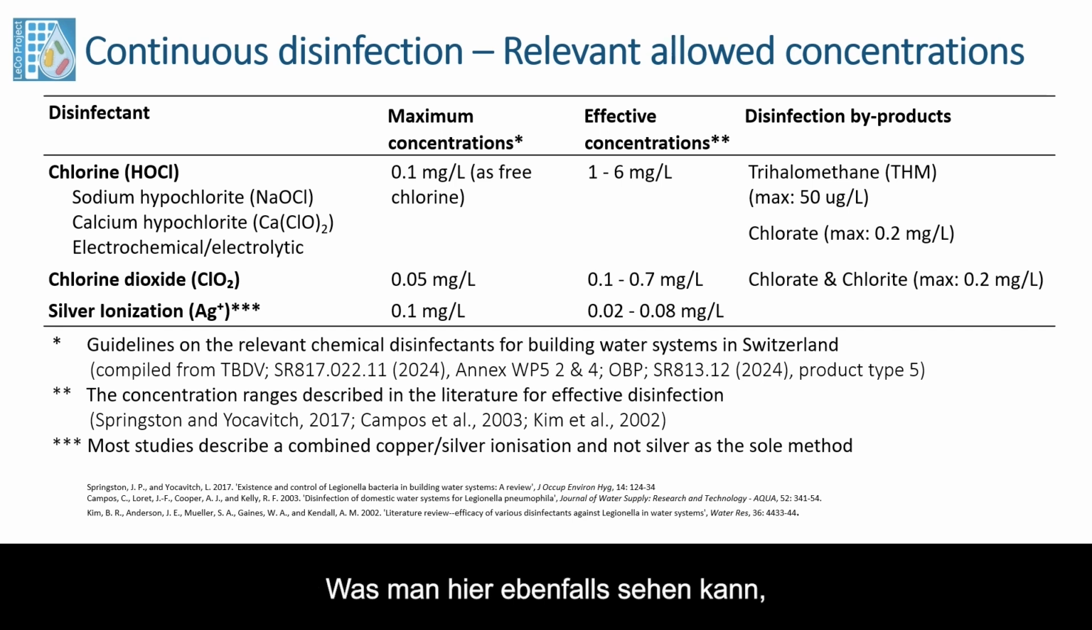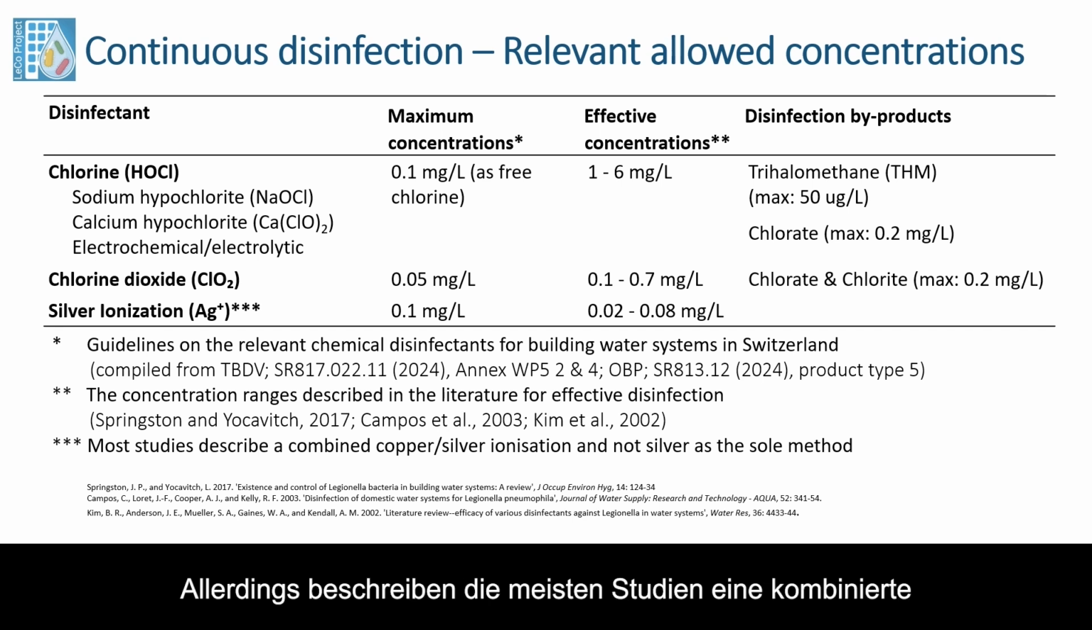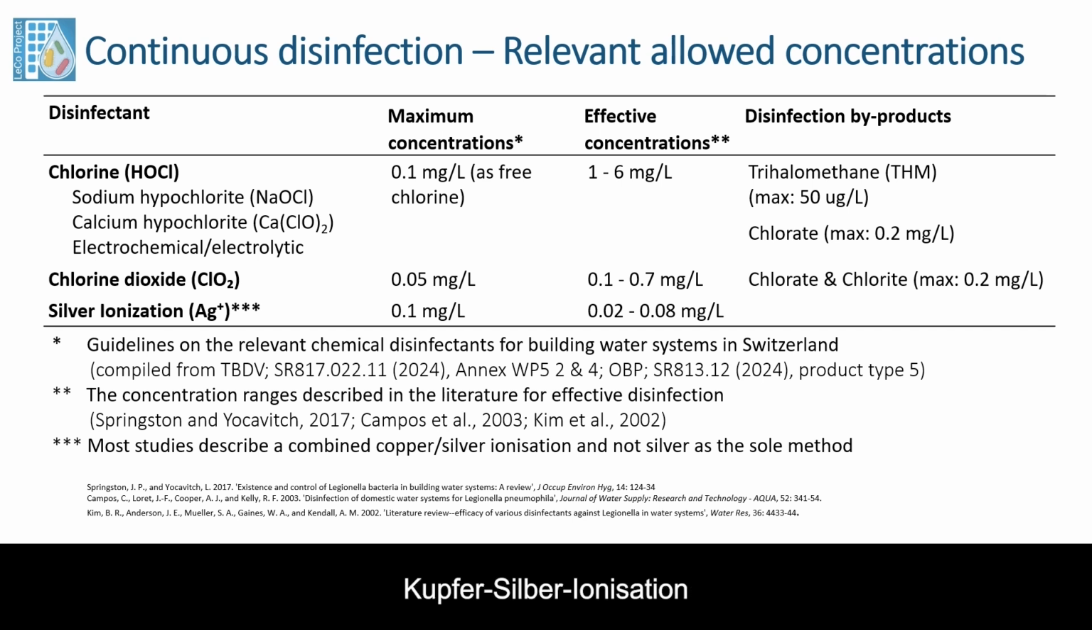Interesting, what also can be seen here is that for silver ionization, the allowed maximum concentrations are actually in a concentration range that is higher than the effective concentration, which seems good or seems that this should work. However, most studies describe a combined copper-silver ionization and not silver as a standalone method. So also those values cannot be taken one-to-one, but should be reassessed and looked at.